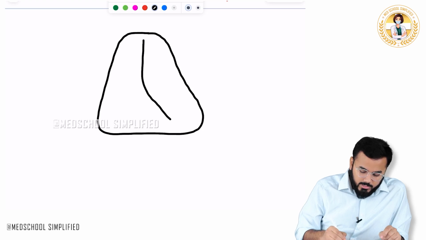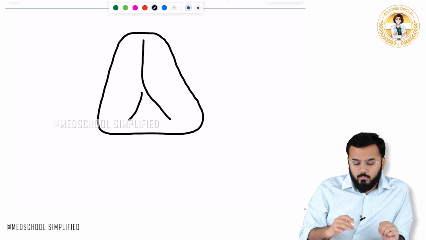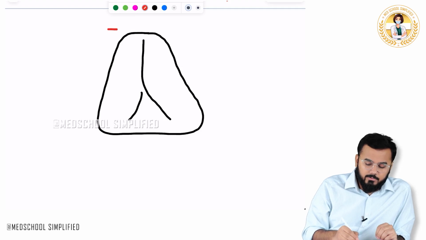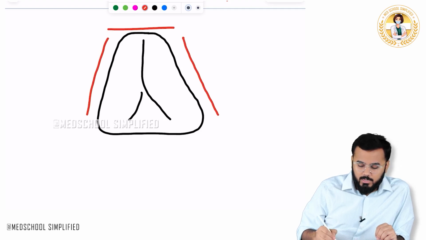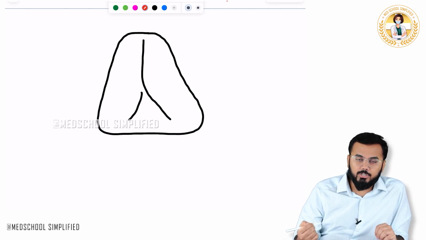So you should know that this center part is the hilum or the intermediate border, right? So what is this? Is this triangular? It is not triangular. It is tetrahedral in shape. If you see 1, 2, 3 and 4, right? So this spleen is tetrahedral in shape.